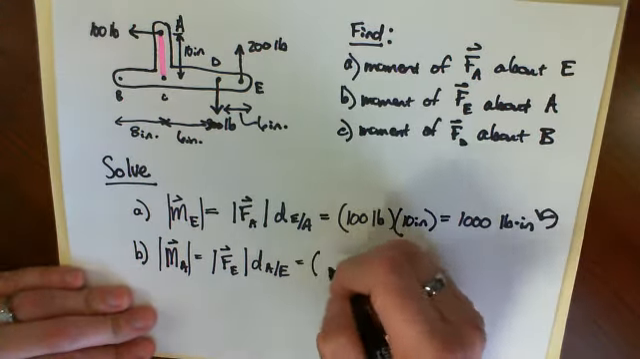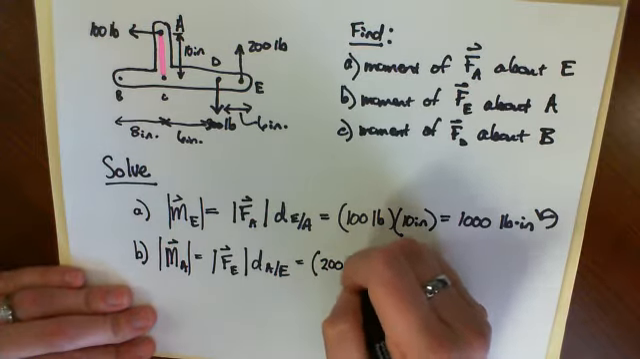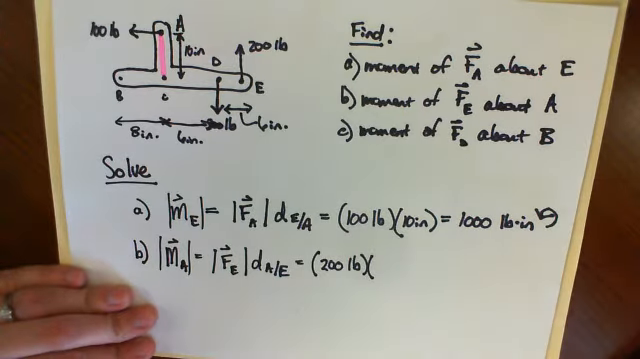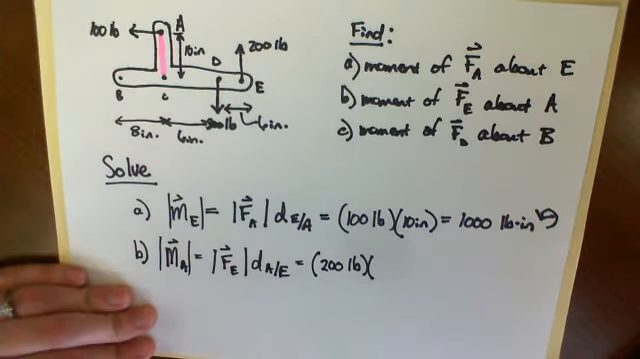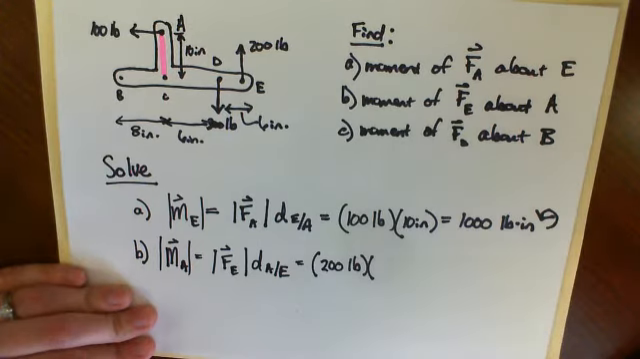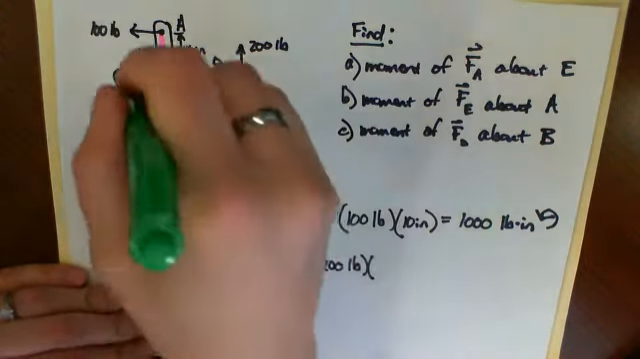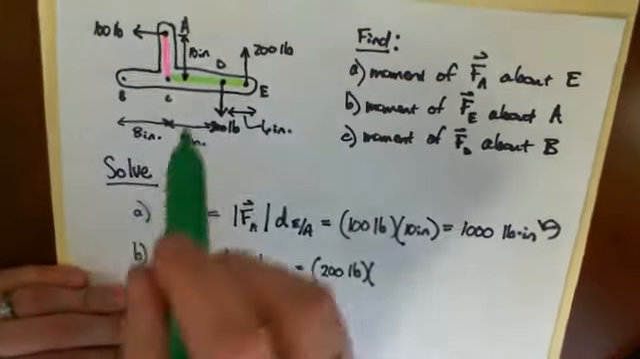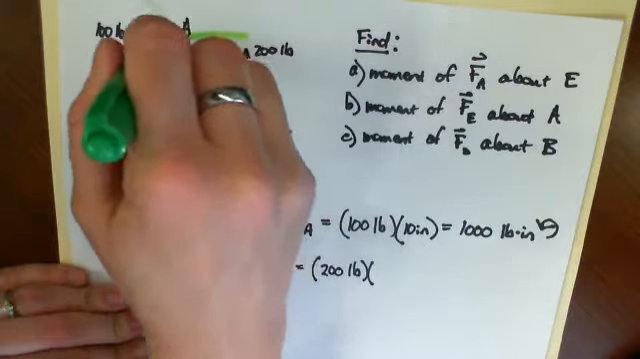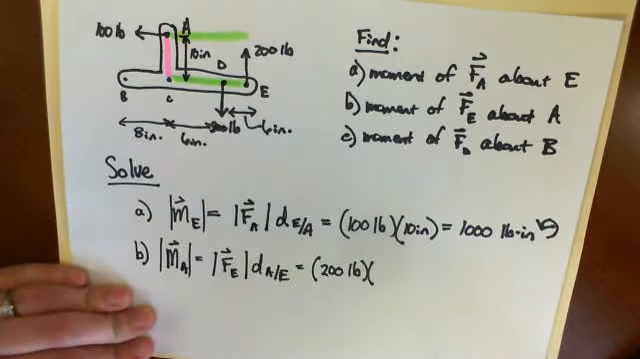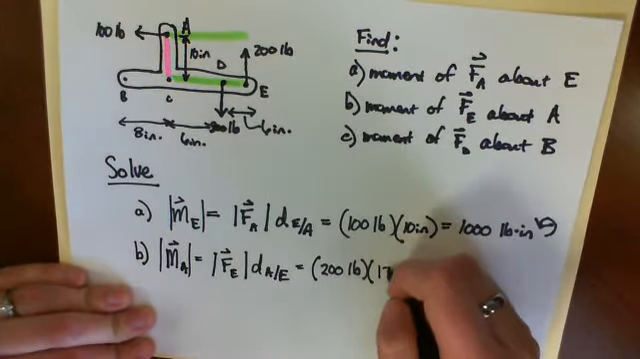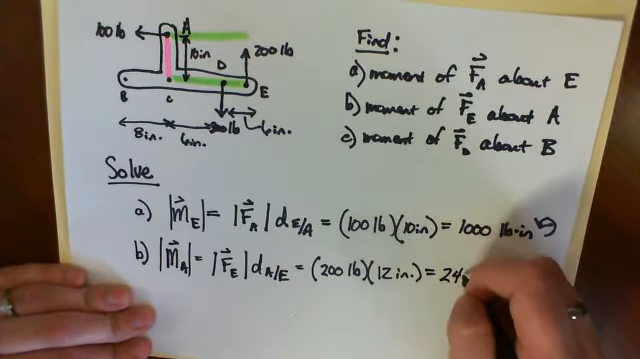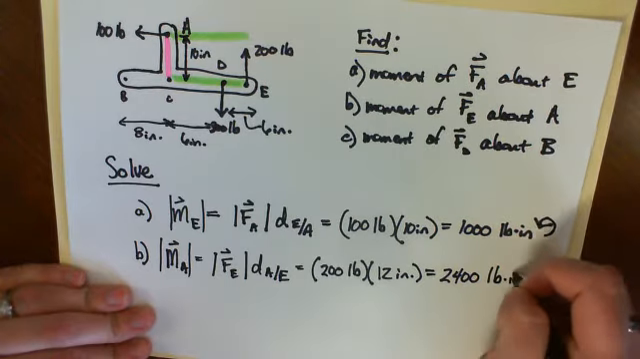So my force at E is 200 pounds, and the perpendicular distance that's between A and E is going to be this distance. You can either look at it as that one or look at it here. Either way, it's the same distance. And that's going to be 12 inches. So my moment is 2,400 pound-inches.